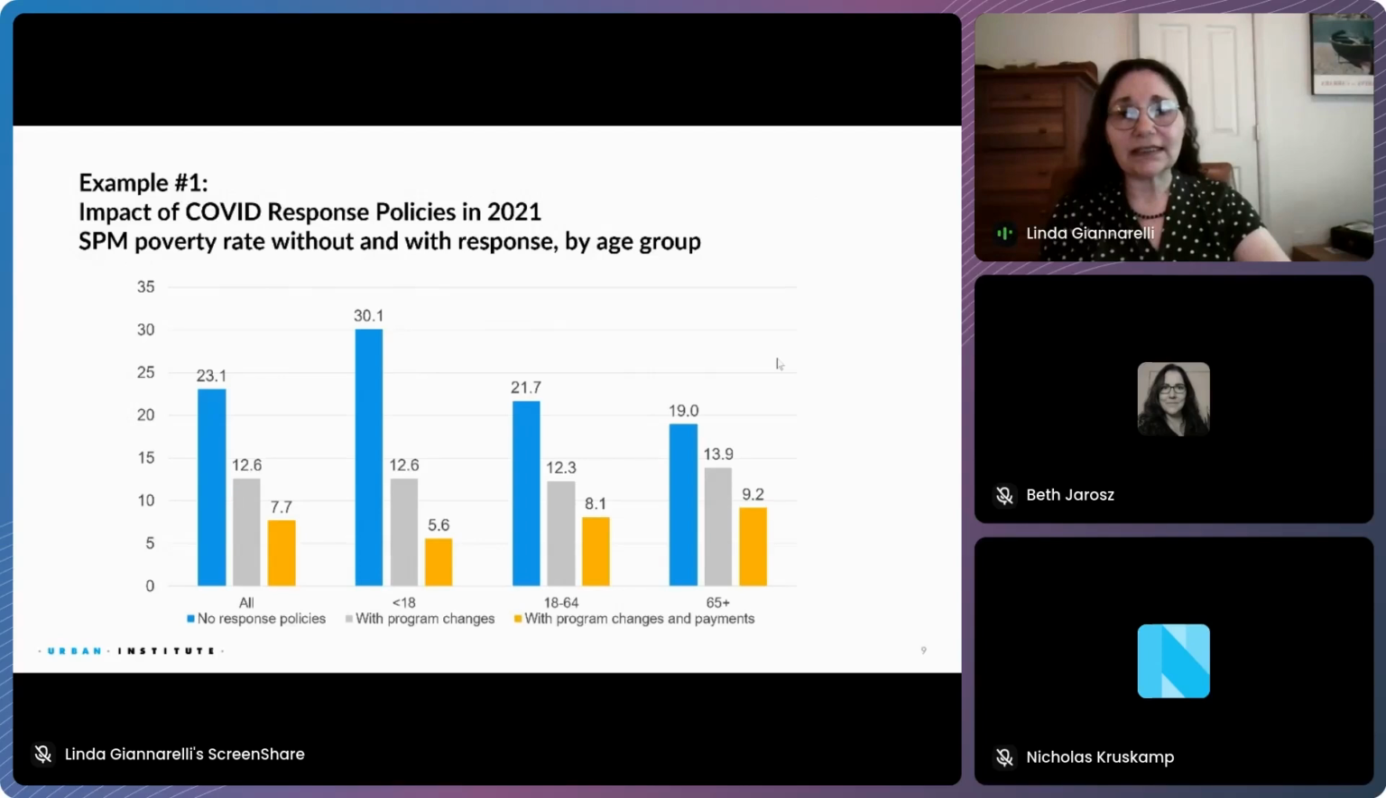With the program changes, including, for example, much expanded SNAP benefits, as well as the greatly expanded unemployment benefits, poverty was much lower than it would have been otherwise. And then the orange includes the stimulus payments. A key message from this analysis was that the response policies mattered a lot. Policy changes did make a difference, and particularly they made a difference for kids. You can see that because of all the policies, we estimated child poverty by the SPM measure at 5.6% in 2021, whereas otherwise it would have been at about 30%.